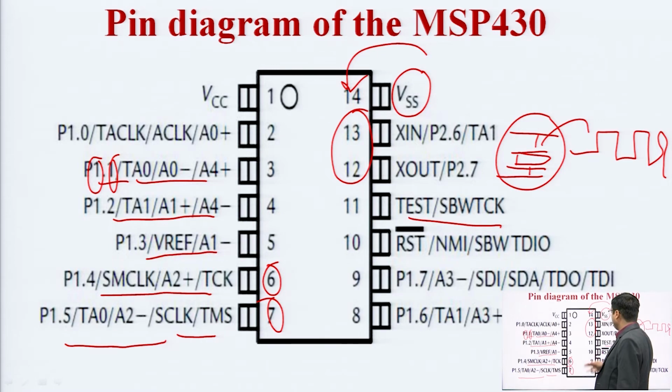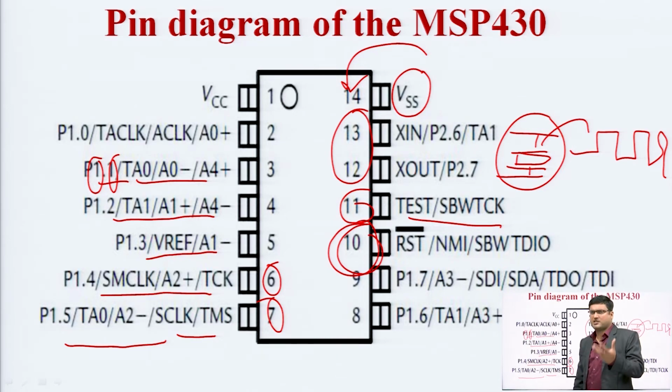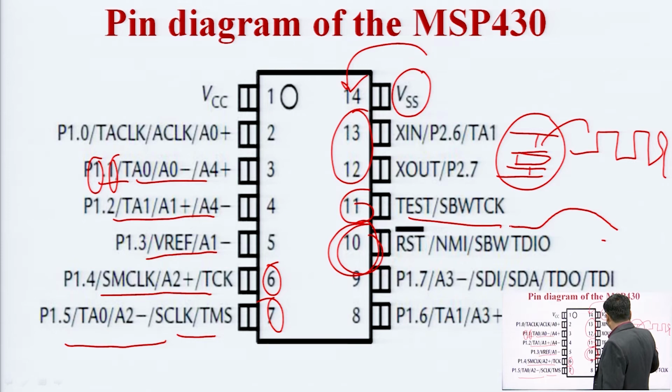To test a circuit, we will use this particular pin, and pin number 10 is basically the restart, where interrupts are available: the non-maskable interrupt. Maskable means an interrupt which can be disabled, but non-maskable means that if a particular interrupt is coming into this pin, it cannot be disabled. That means a non-maskable interrupt cannot be disabled.